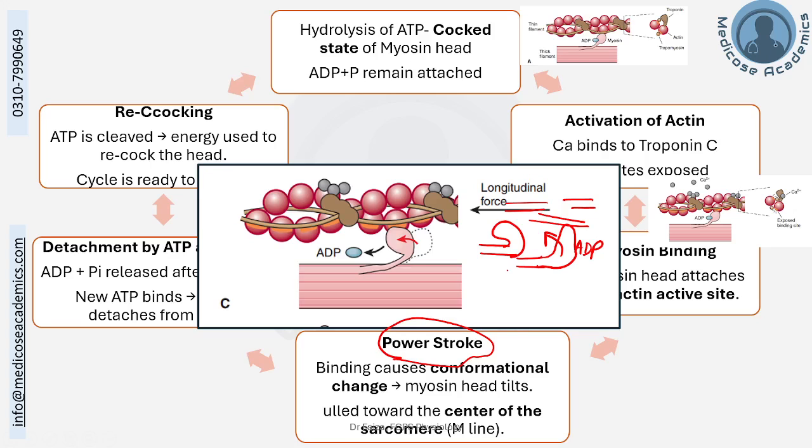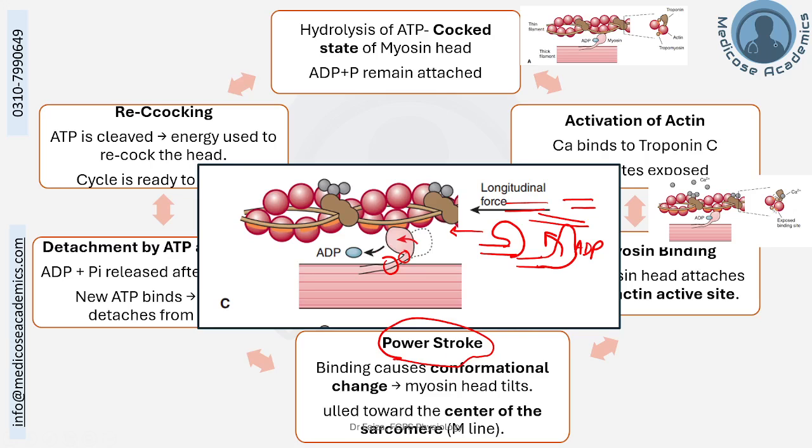So this is how the hinges over here and over here help in the conformational change of the myosin head. And when the myosin head moves, it also moves the actin filament, providing the longitudinal force towards the center of the sarcomere, or towards the M line. And this keeps on happening, and the actin keeps on moving towards the center of the sarcomere.